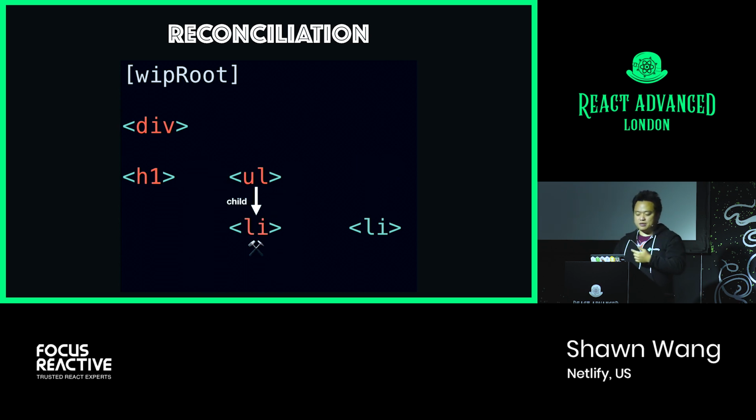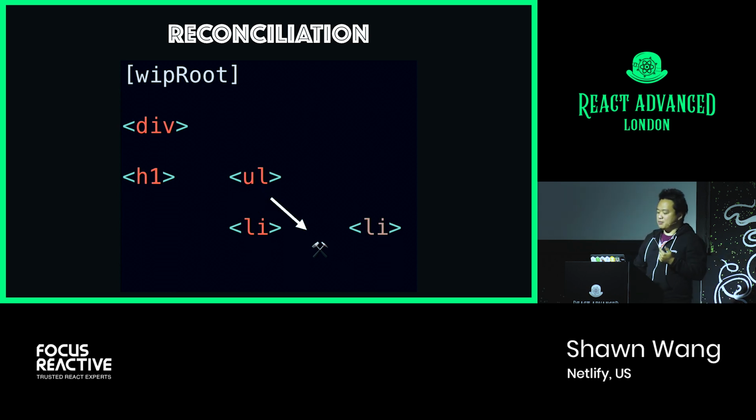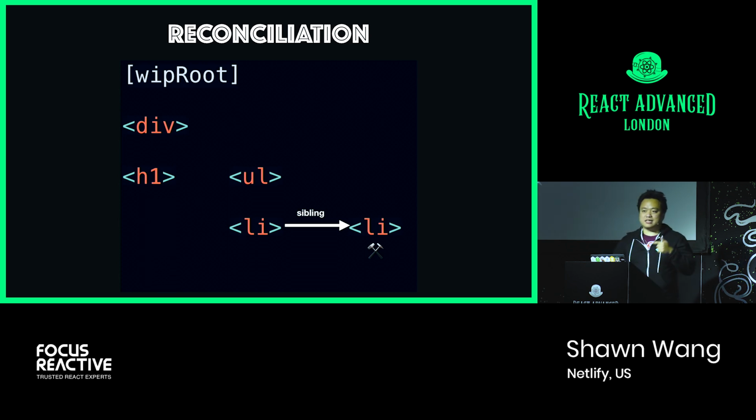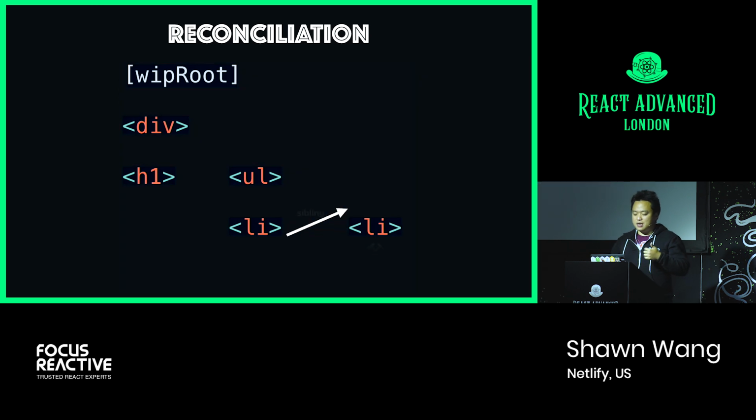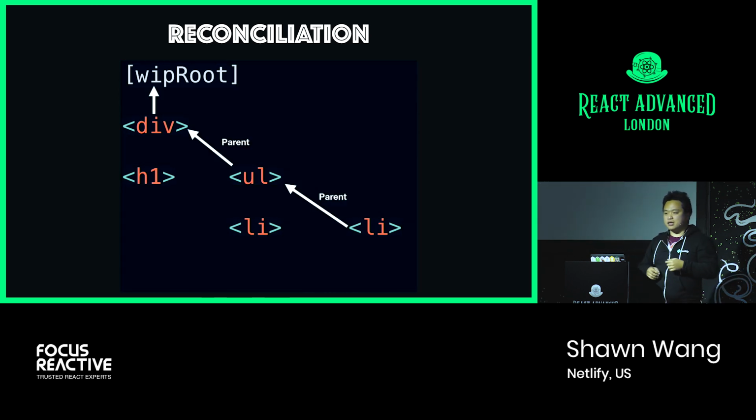I continue performing that work on the first child of the UL. The LI doesn't have a child, so we perform the work on the sibling. This last LI does not have children, does not have siblings, so we just recurse up to the parents. So we go all the way back up to the work in progress root, and that's how we know we're done. We've iterated through this entire tree structure, and by the way, the big O of this is O of n, and that's a big saving in terms of performance from true tree diffing, which is O of n cubed.